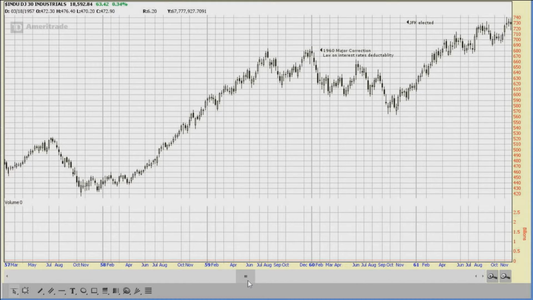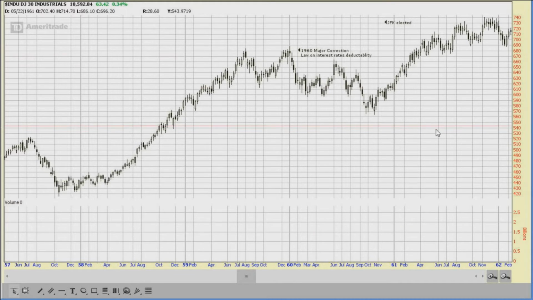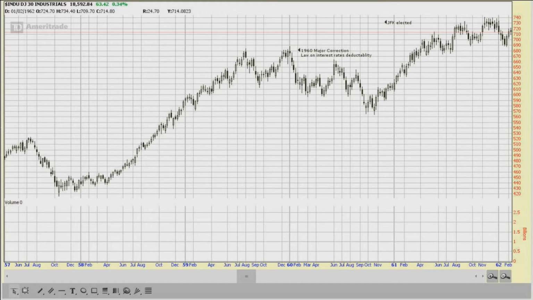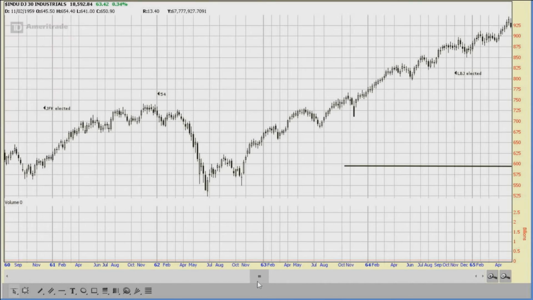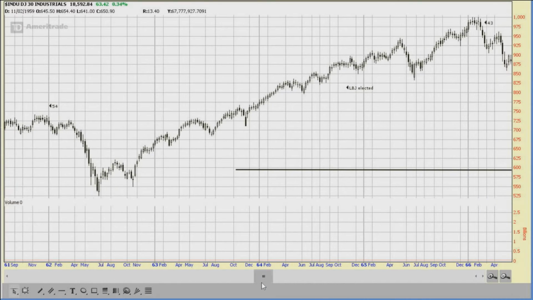We're going to jump up to 1960. You can see JFK elected right up over here, and this secondary correction was in September, October. It lasted about 9 weeks and was actually a very sizable correction. So that was 1960.